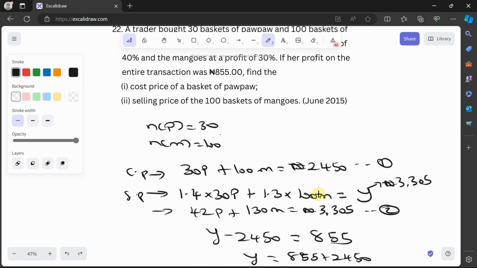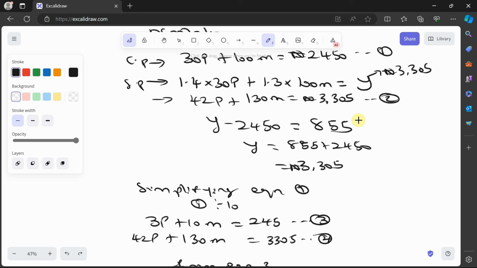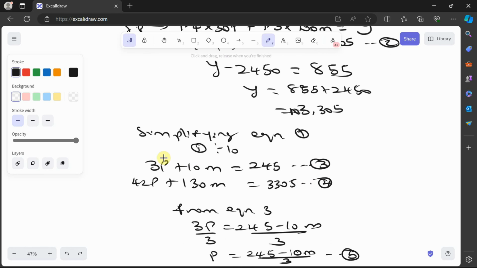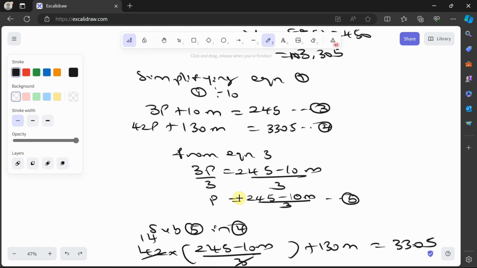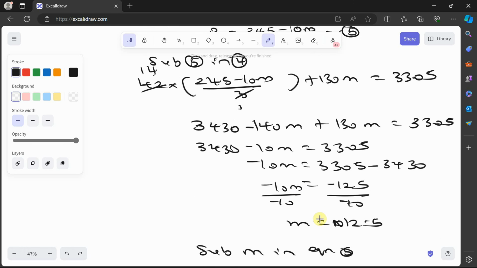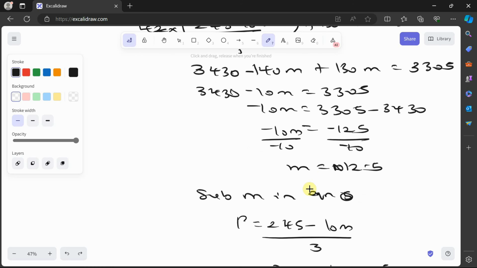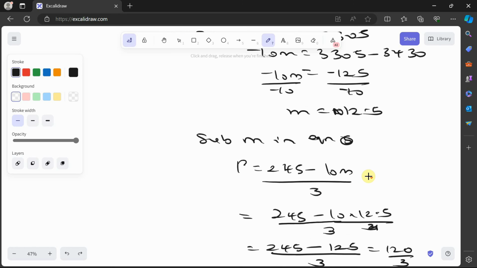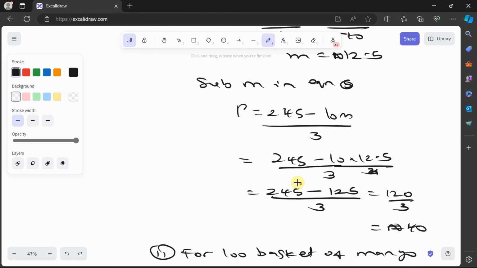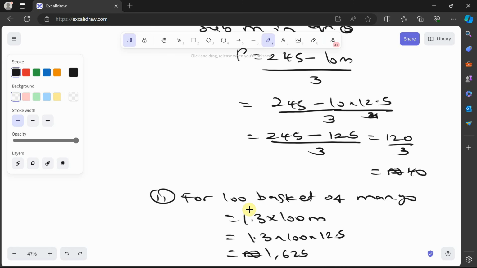What did we do? We first illustrated what we were given as cost price and selling price. Then because equation 1 was very big, I divided through by 10, so 10 could go through everything there just to make it easier for me to work with. Then I found the equation for P. After I found the equation for P, I got the value for M by substituting the equation for P into the other equation I did not touch, which was equation 4. That gave me 12.5. Then I substituted the value of M into my P equation to find the value of P. Then I found the selling price of 100 baskets of mango, which was 1.3 times 100M. Please be very, very careful about questions like this.